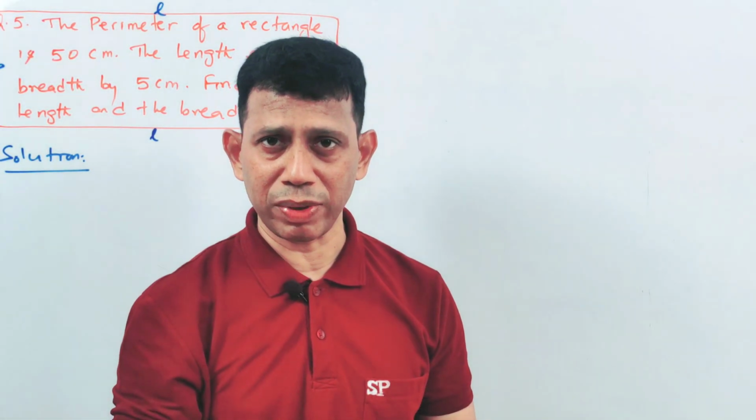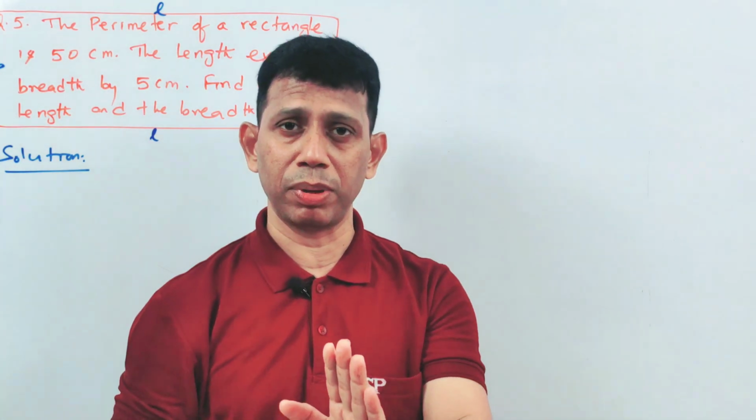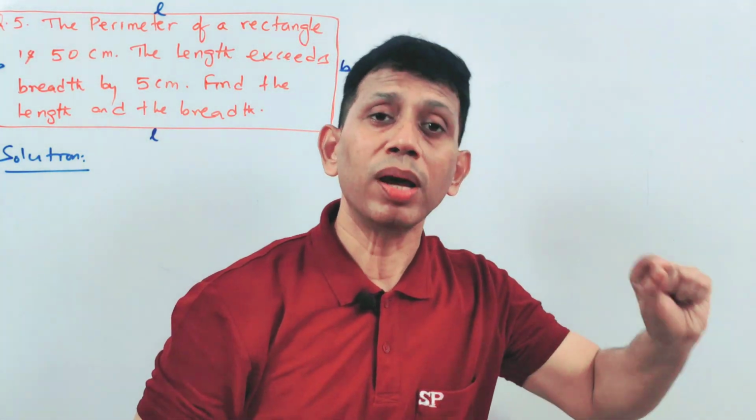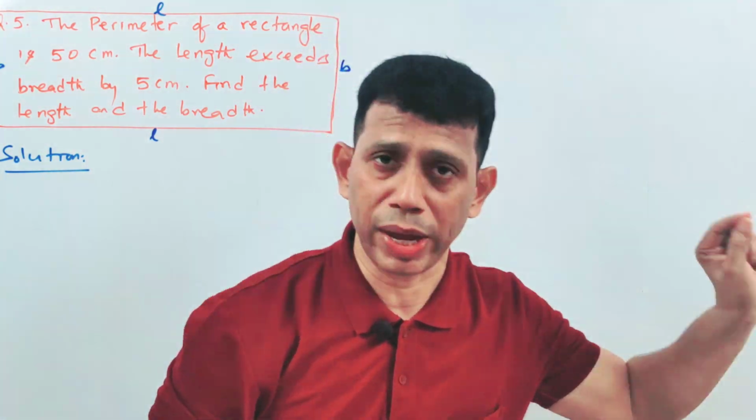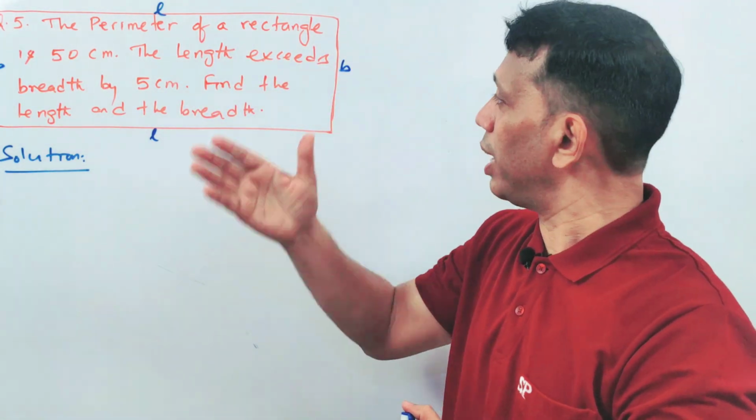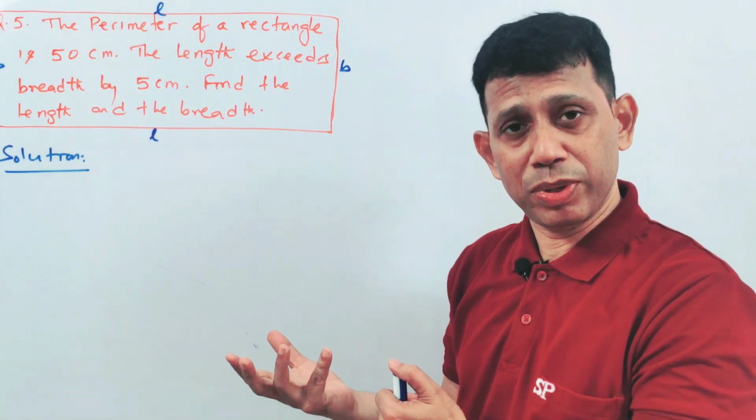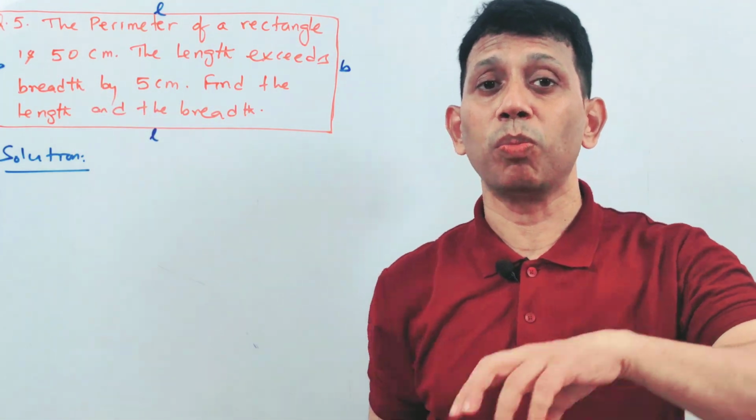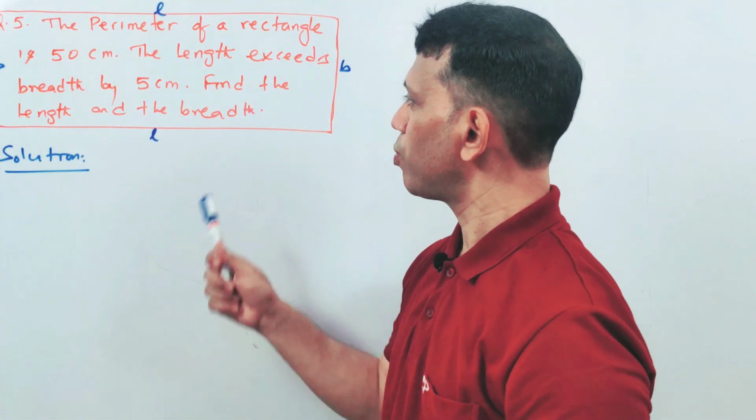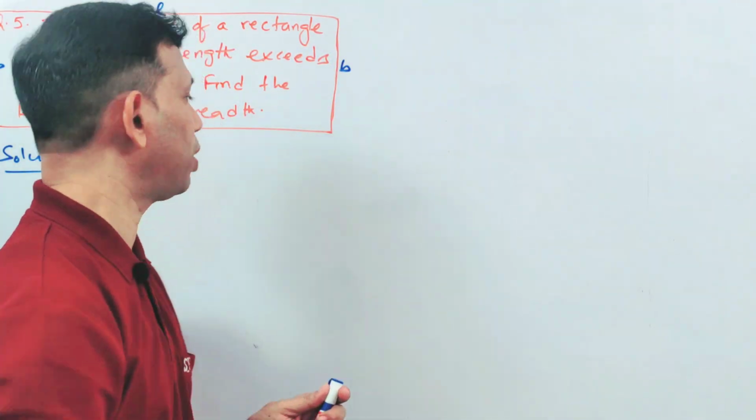That's the similarity. I am not saying exactly the same. And then you remember the table chair question. The second part was given: the cost of the table is 40 more than the cost of a chair. So here the length exceeds means more, right? The breadth by 5 centimeter. That means the length is 5 centimeter more than the breadth. So find the length and breadth. Almost similar questions, right? Only the formula will be different.